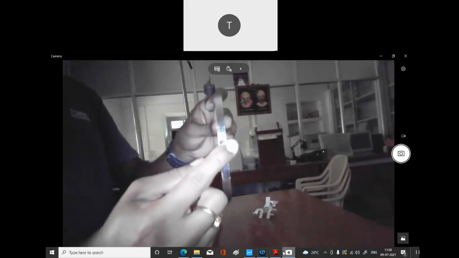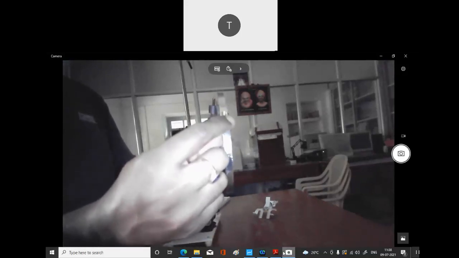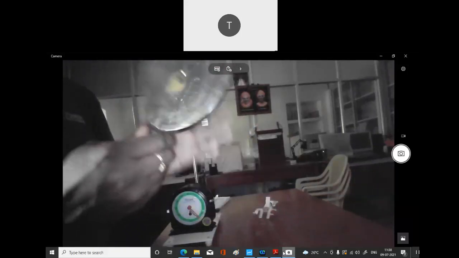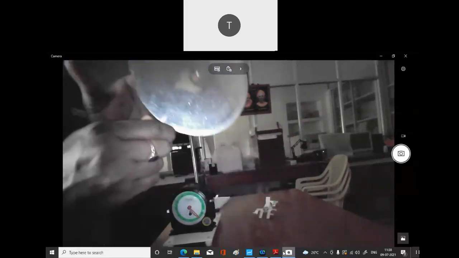Okay. So for that you can see there is a nut here. Okay. So there is a hole here. So you just put this nut inside this hole and you fix it. Okay. So you can see I'm trying to fix it. So you just make it as tight as it can be. So right now it is tight enough.